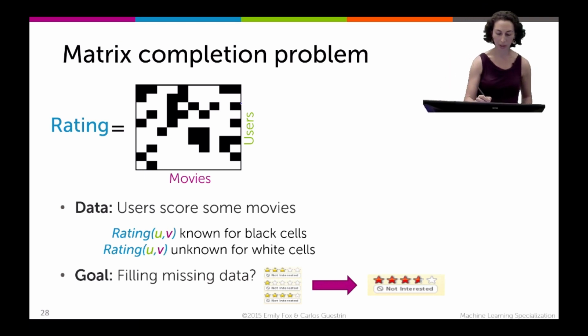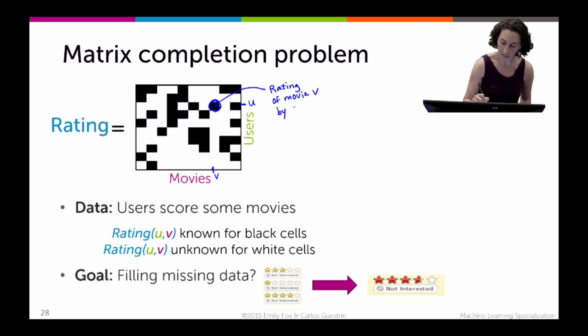And so if we look at this matrix, that, like I said, is a users by movies matrix, then let's say, for example, this row represents user U, and this column represents movie V. Well, this black square here represents the rating that user U gave to movie V. So this is the rating of movie V by user U. So there are a few of these black squares, but there are lots and lots of these white squares.